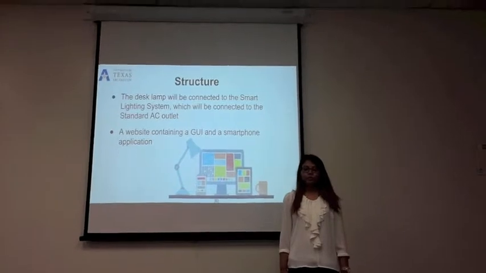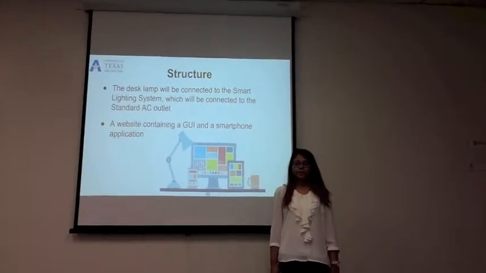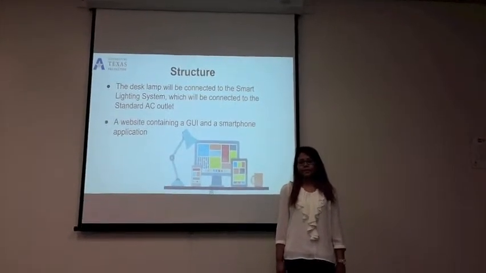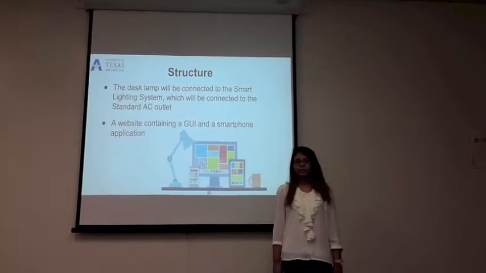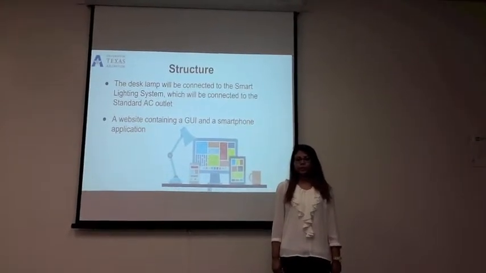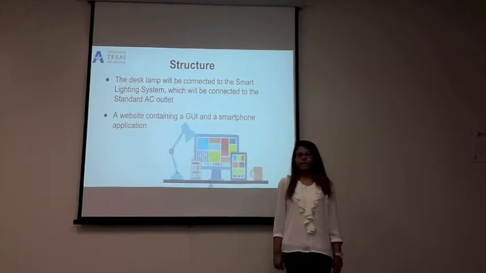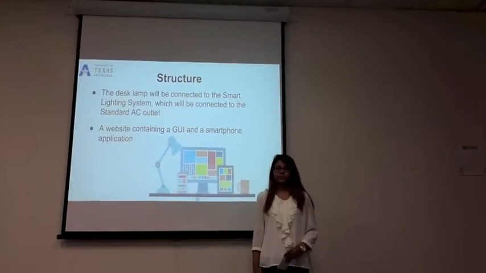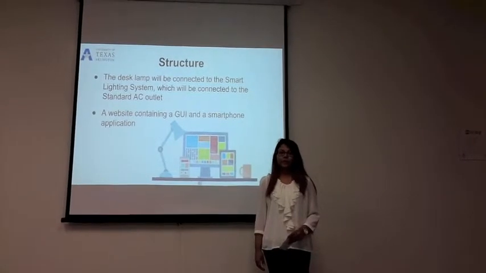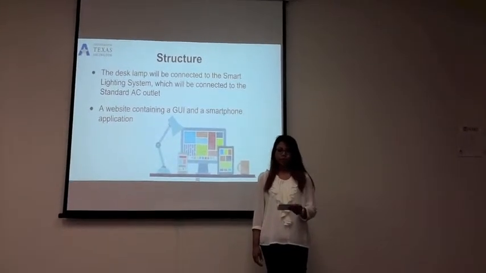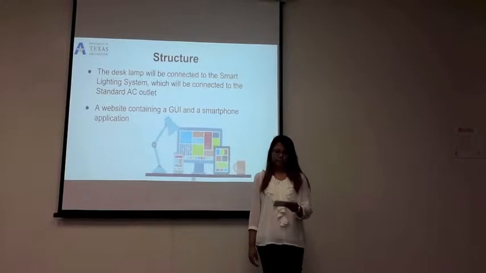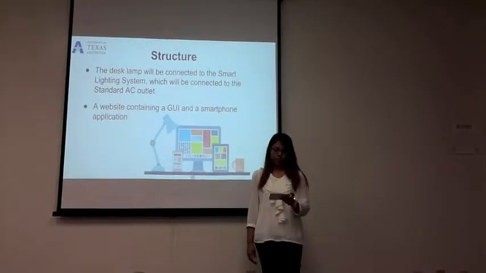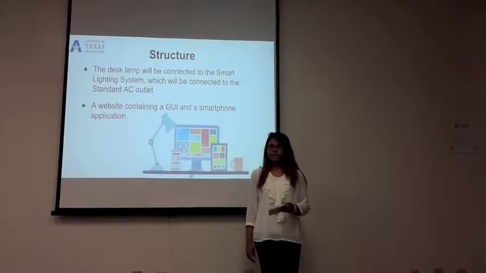The structure of the smart lighting system will consist of a desk lamp connected directly to the smart lighting system, which will then be connected to a standard AC outlet. It'll also contain a website with a GUI and a smartphone application in order to function. The smart lighting system will contain within it a microprocessor, a Wi-Fi module, a relay switch, a power supply, a standard AC 2-prong plug, and a 2-prong AC outlet.